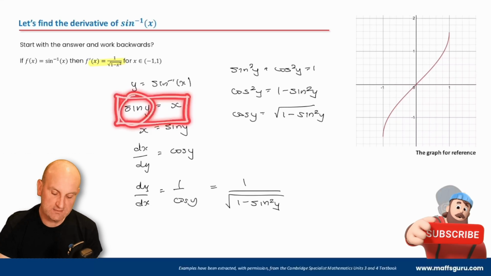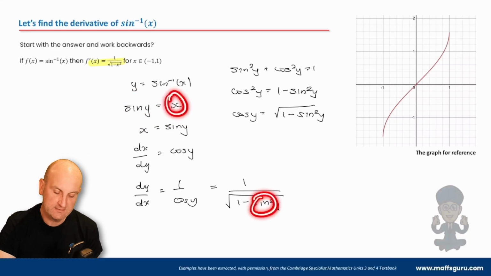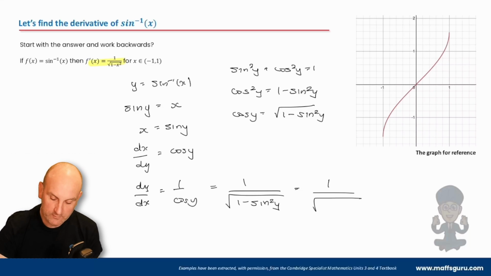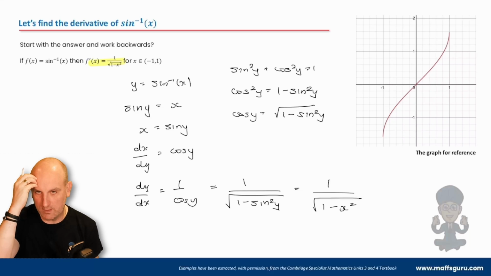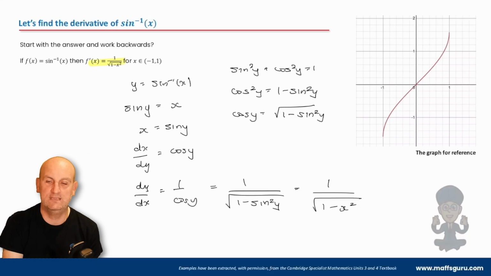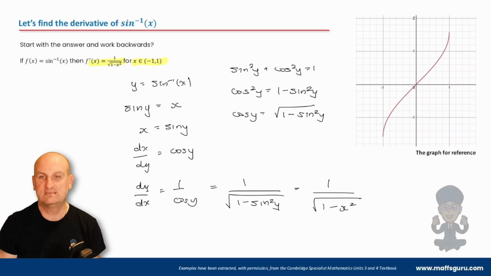If we square the sine of y, we get sine squared, so we get x squared. So I can now write that as 1 on the square root of 1 minus x squared, and the world goes crazy. Why does it go crazy? Well, because I've just shown how to get that formula. The important thing to notice here, though, is our restriction that x only falls into minus 1 to 1.